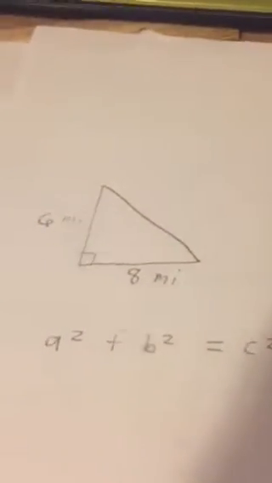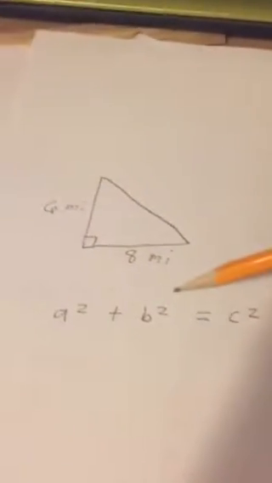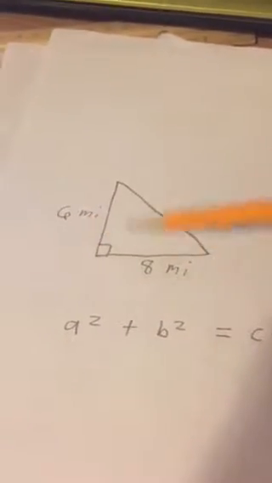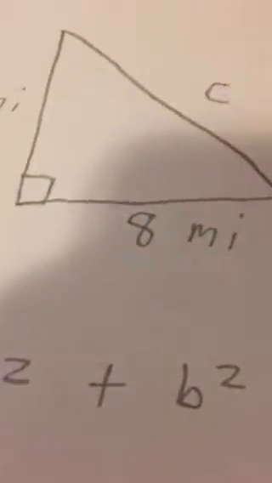So when we use the Pythagorean theorem, it is a squared plus b squared equals c squared. So it's in order by length when you calculate. So this is our Pythagorean theorem. So when we're looking at this, this is side A, this is side B, and then this is side C. We don't know what this is, but we're looking for the hypotenuse.